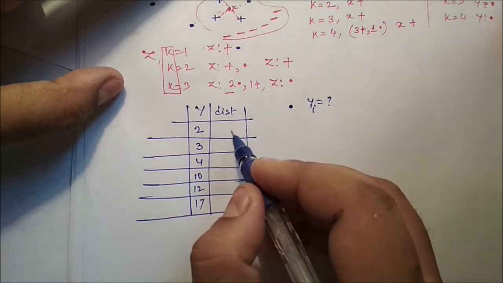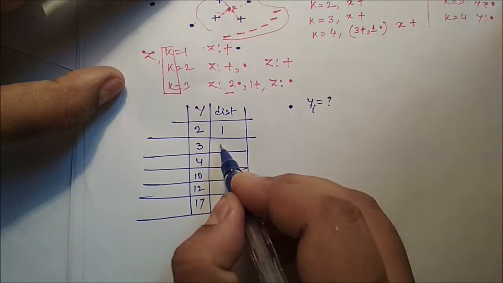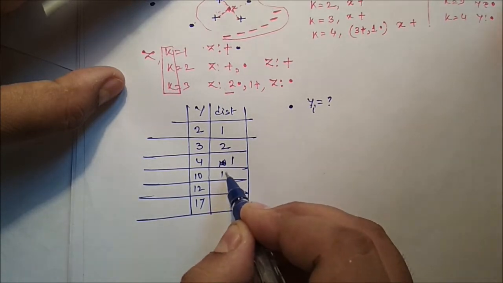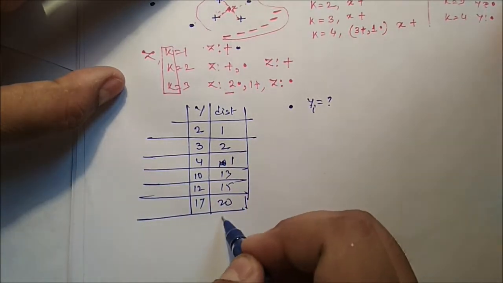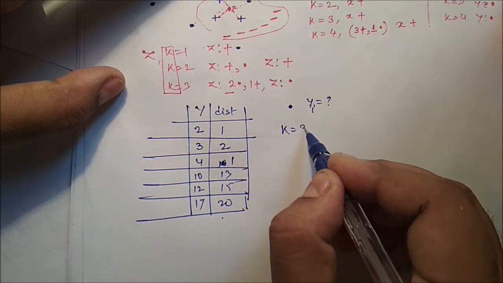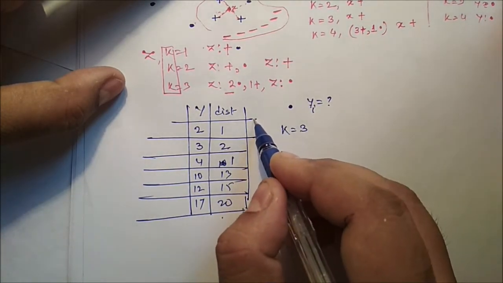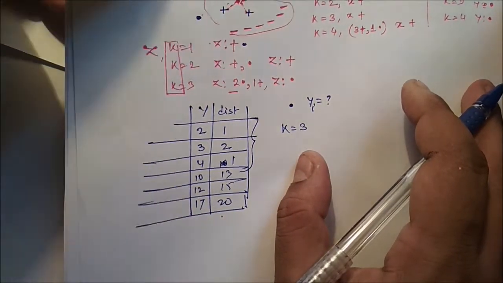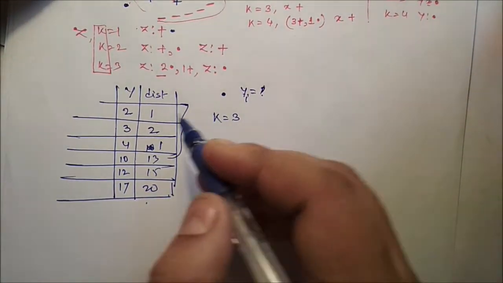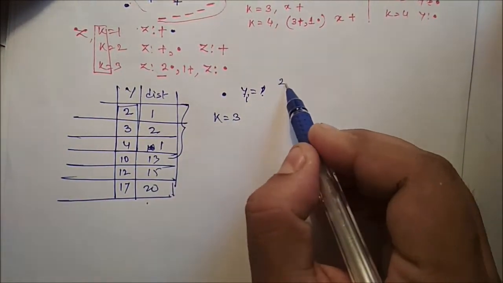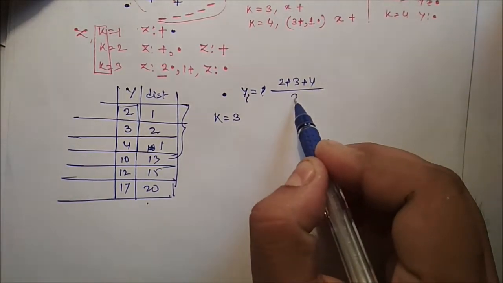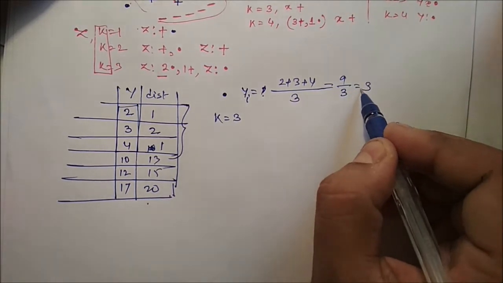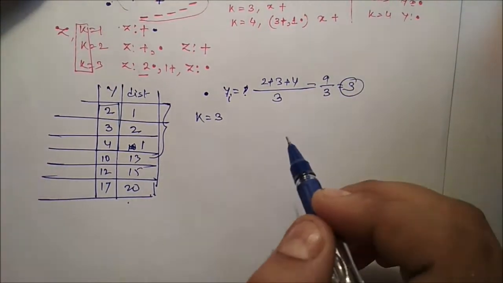Now for yi, let the distances be 1, 2, 10, 13, 15, 20. These are the distances, and assume the value of k is equal to 3. So the three minimum distances are these three. If you want to predict the class level of y, we have to take the average of these y values. That means 2 plus 3 plus 4 divided by 3, so 9 by 3, it is 3. So the class level of y will be 3.